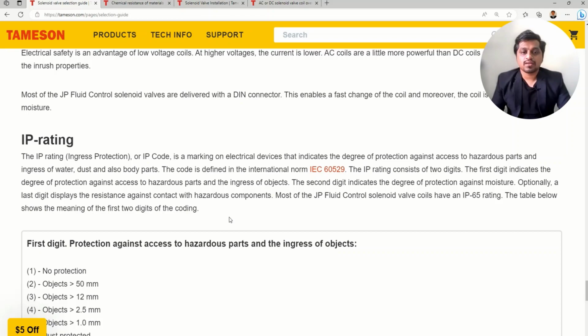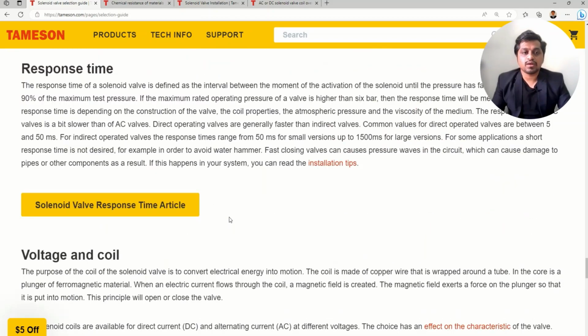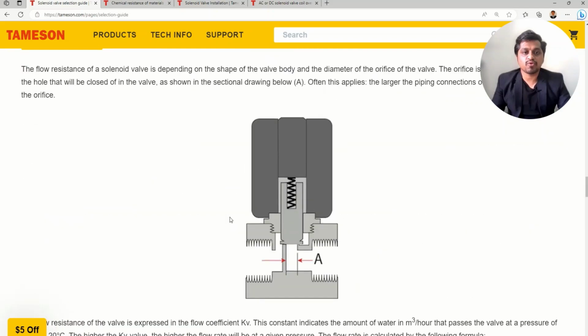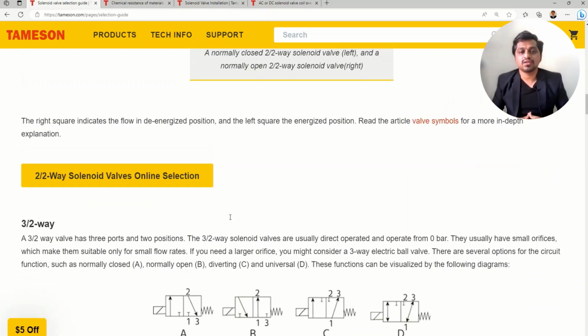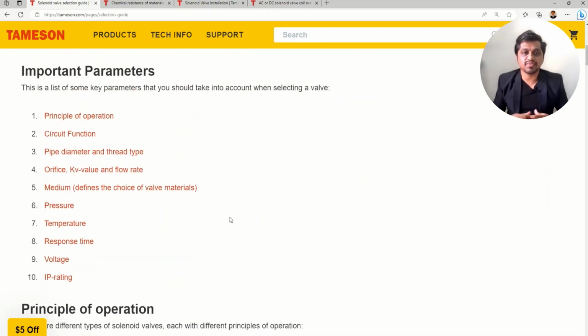So this is it for today's session. We have covered some of the important parameters in today's session. This is just a summary. For more details, you can check out the previous sessions, right? So this is it, guys, for today's session.